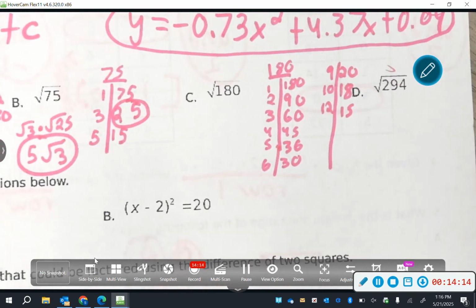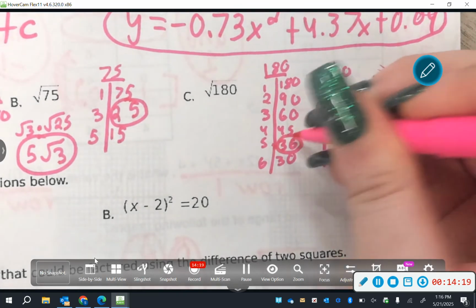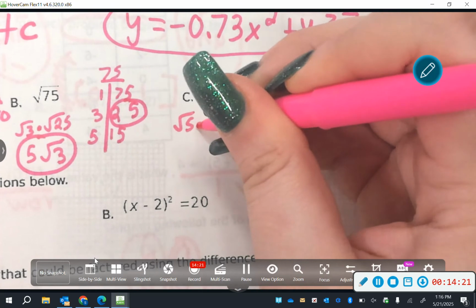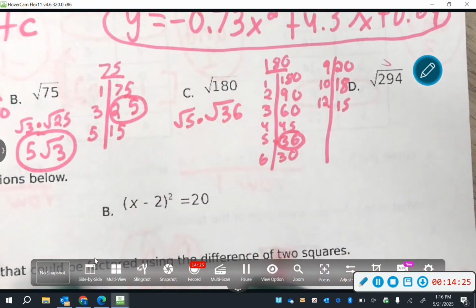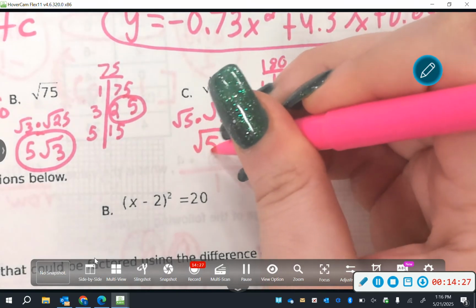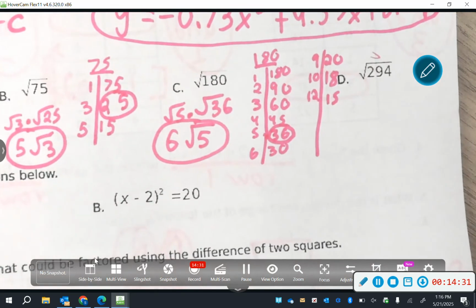Well, my biggest perfect square, if I'm looking at this, it looks like is 36. So this is the square root of 5 times the square root of 36. If I plug in the square root of 5 in my calculator, I would get a decimal, so I'm going to leave it alone. Square root of 36 is 6.